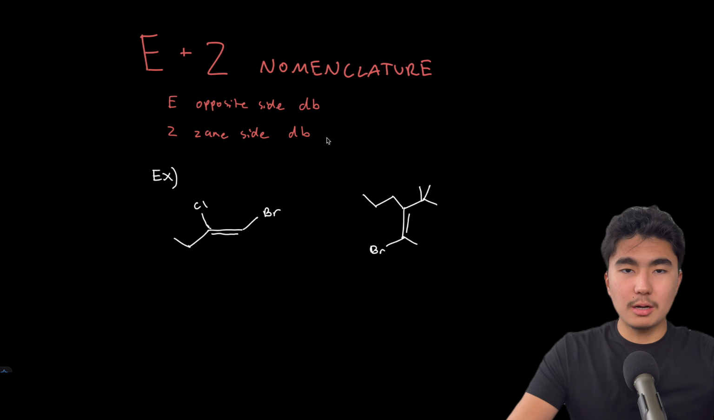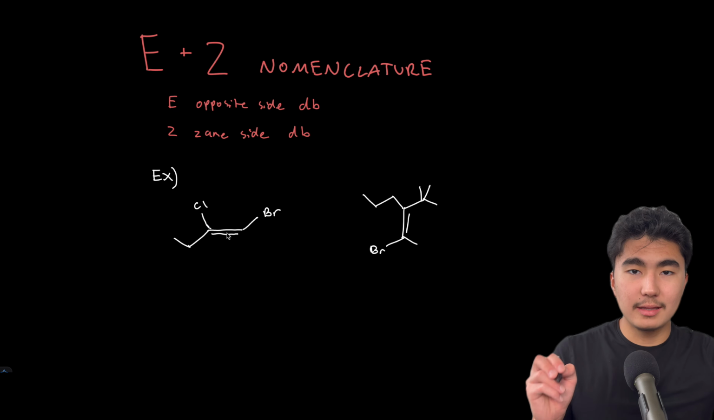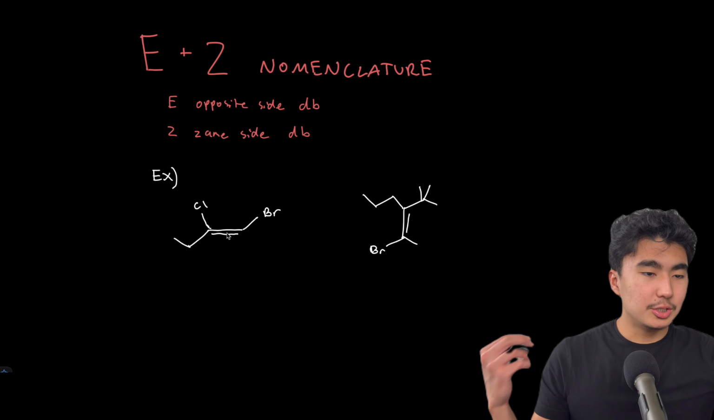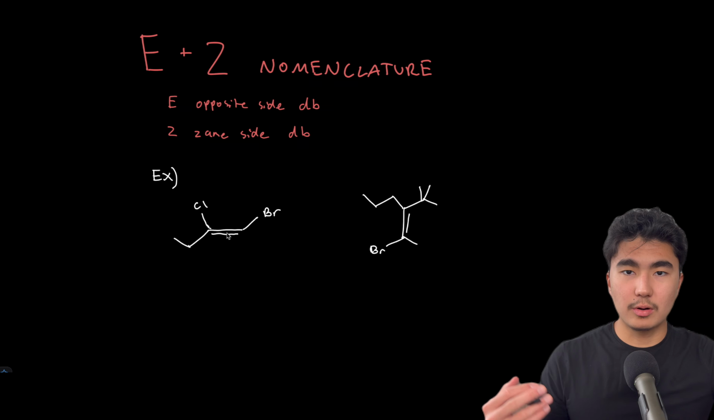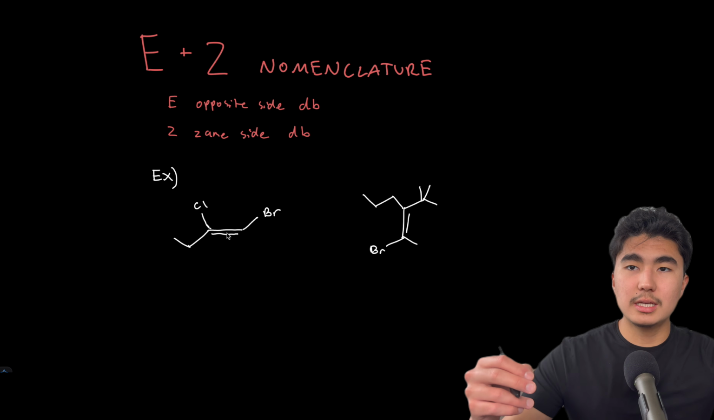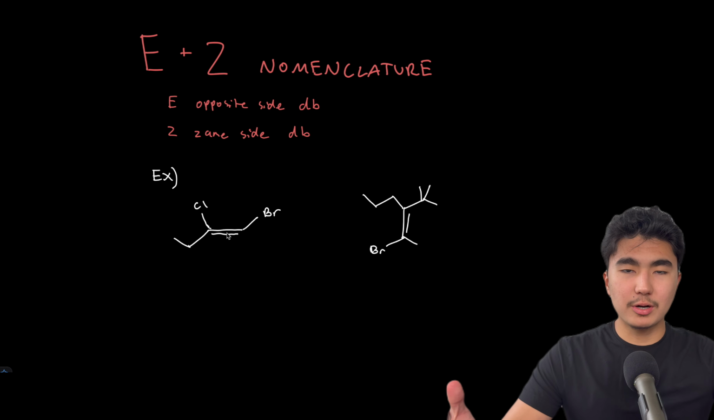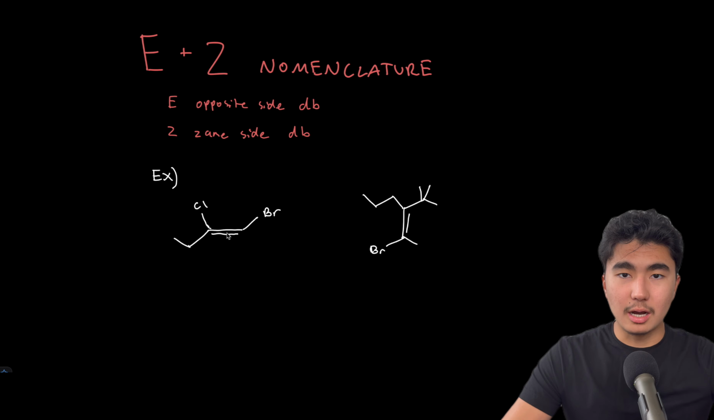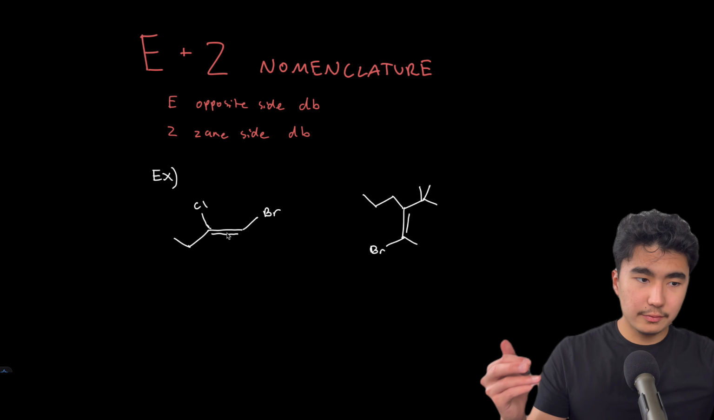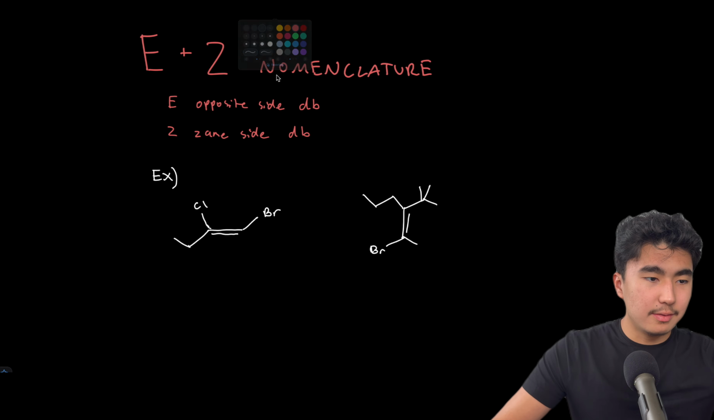Now, EZ nomenclature is going to be seen when we have this double bond and when we're assigning the highest priority. So just like when we were talking about with our Fischer projection, assigning priority to our RS configuration, we're going to use the Cahn-Ingold-Prelog priority, where the highest priority is assigned to the atom that has the highest atomic number.